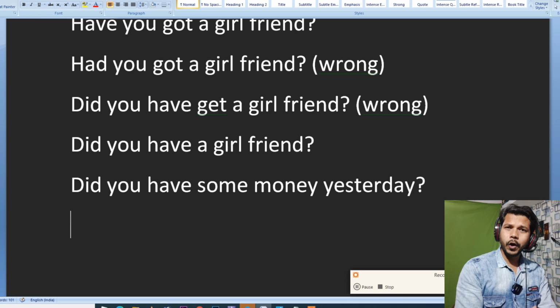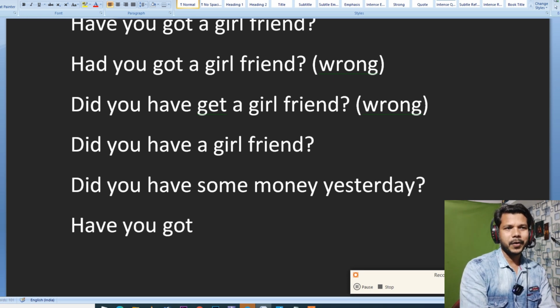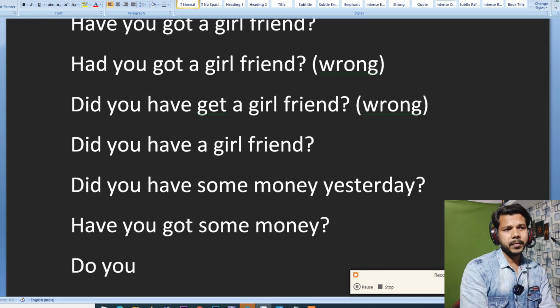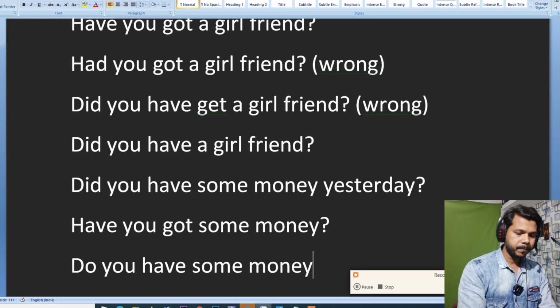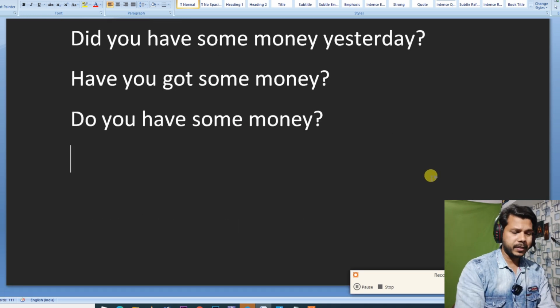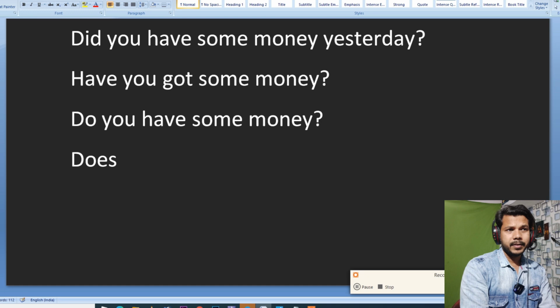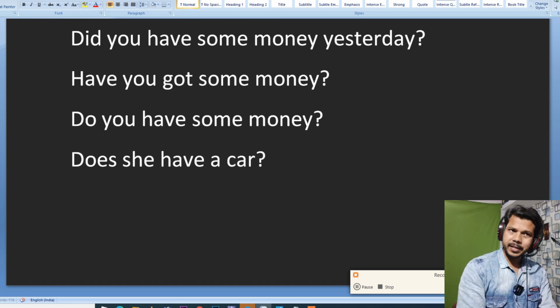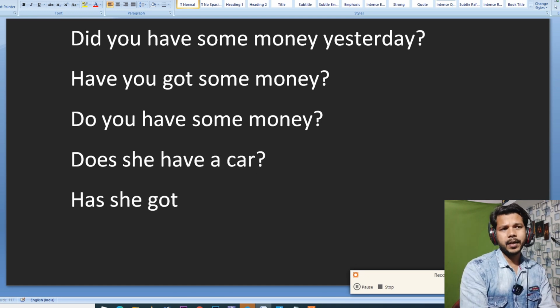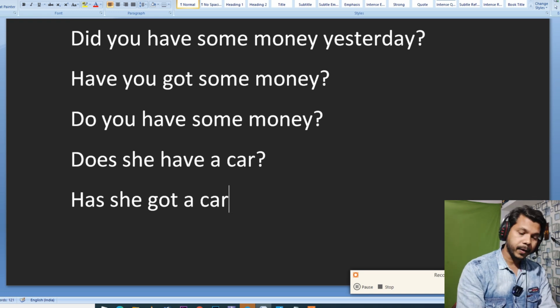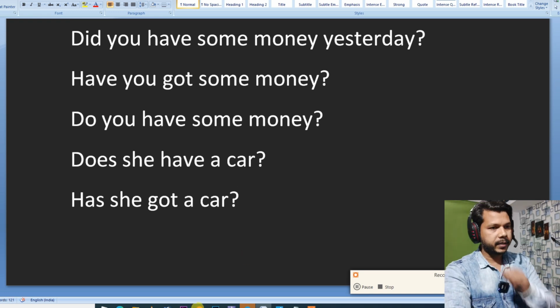You can't say had you got. But in present, you can say, hey, have you got some money? Or do you have some money? Do you have some money? If you talk about third person in present time, hey, does she have a car? This is correct. Or you can say, hey, has she got a car? Has she got a car? Both are correct. Got it?